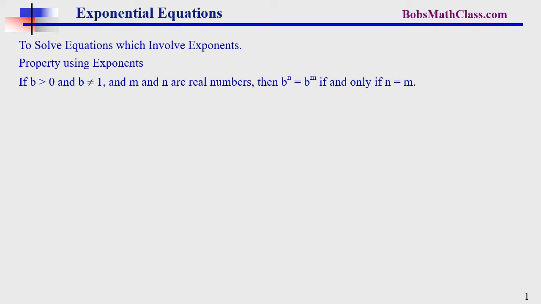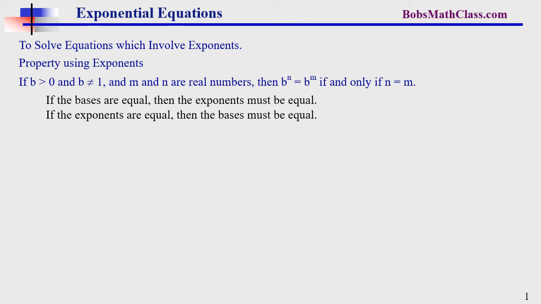If b is greater than 0 and b not equal to 1, and the letters m and n are real numbers, then b to the n equals b to the m if and only if n equals m. So what that's saying right there, well, there's two things it's saying. It's saying if the bases are equal, then the exponents must be equal. Okay, so if b is the same on both sides, then the exponents have to be equal.